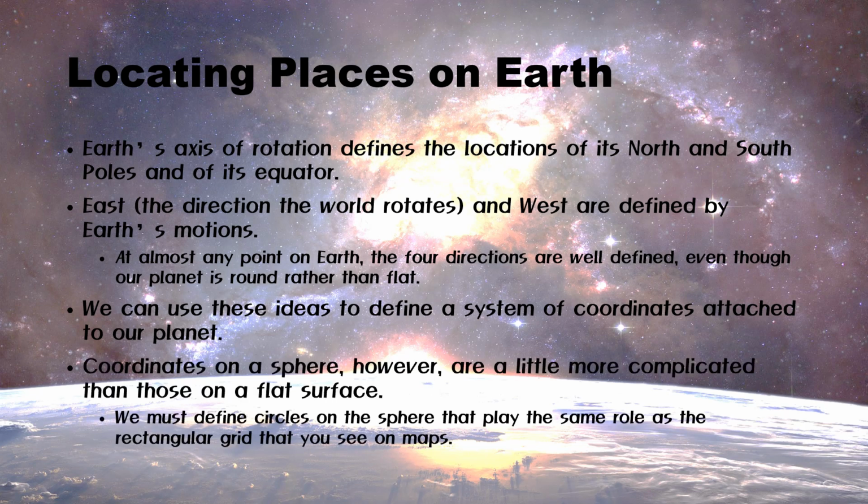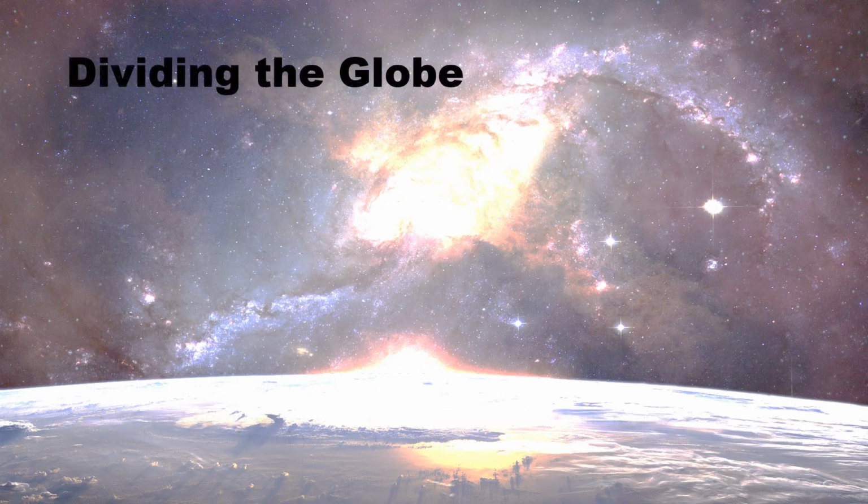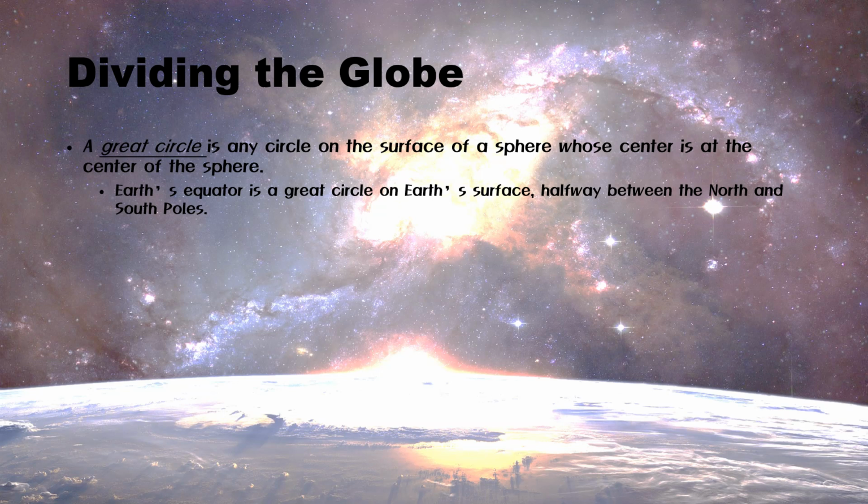Coordinates on a sphere are a little bit more complicated than those on a flat surface. So we have to define circles on the sphere that play the same role as a rectangular grid that you would normally see on maps. So let's divide up this globe. The way we do this is with great circles. And what's a great circle? Well, a great circle is simply any circle on the surface of a sphere whose center is at the center of the sphere. So in other words, it has to pass through the very middle.